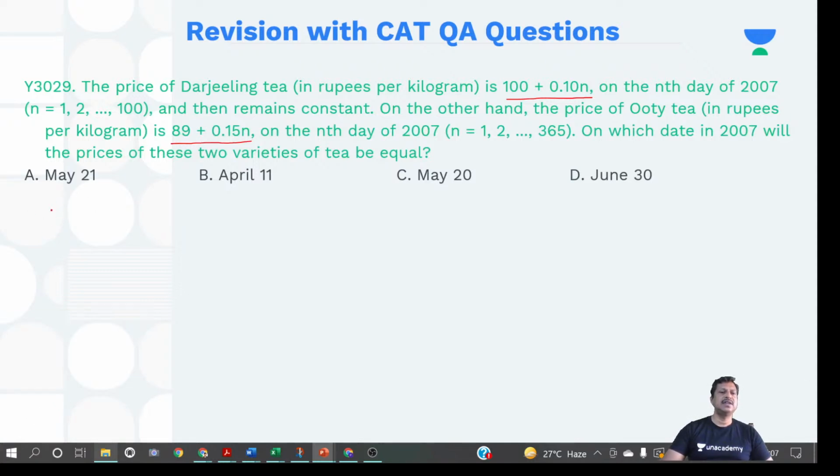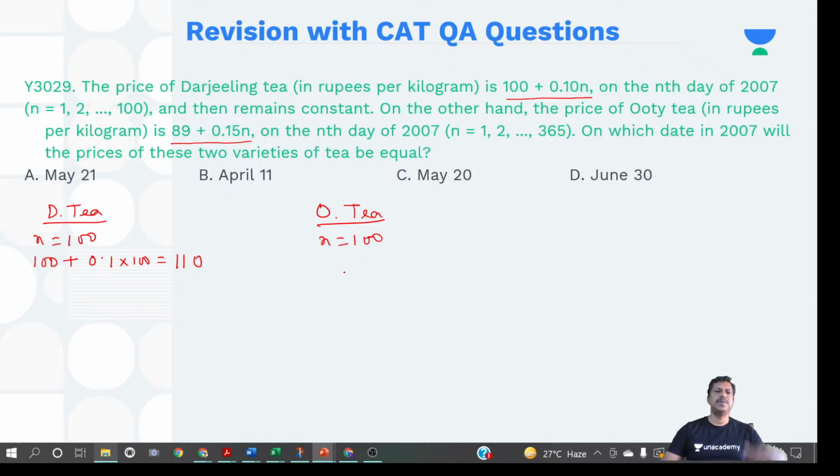So n equal to 100, Darjeeling tea. If I take n equal to 100, what is the price? This comes out to be 100 plus 0.1 into 100, so this gives you 110. Now if you go for UTT, in 100 days, what is the value? N equal to 100, it comes out to be 89 plus 0.15 into 100, and this gives you 89 plus 15. 89 plus 15 is 104, right?